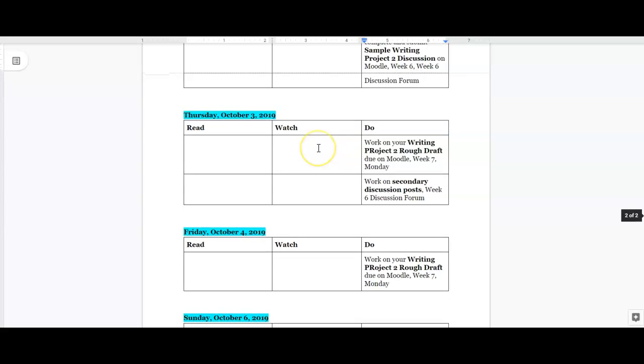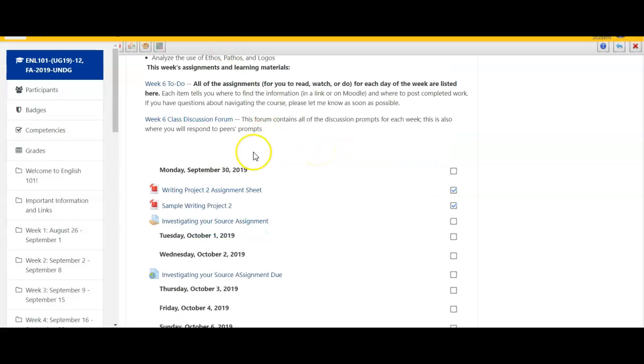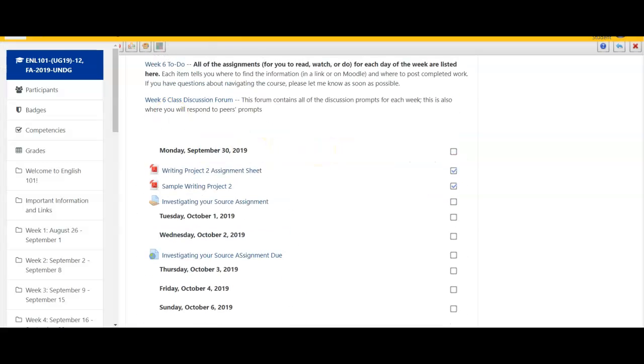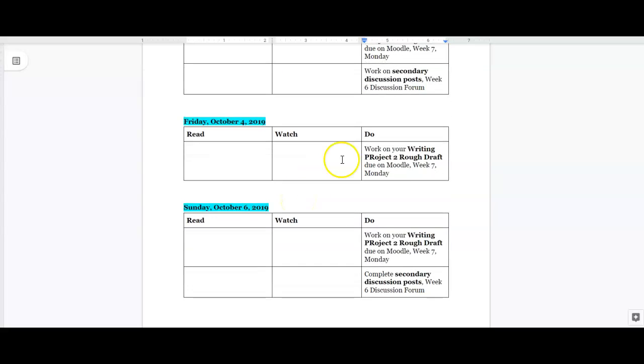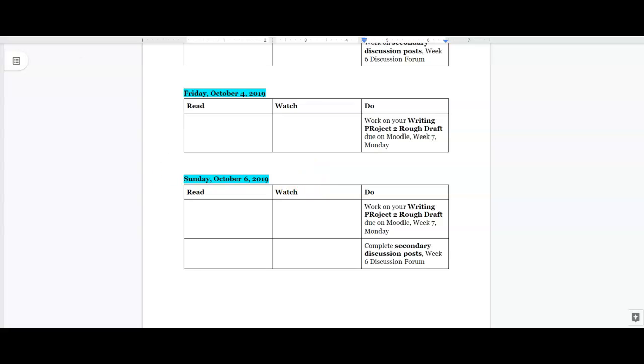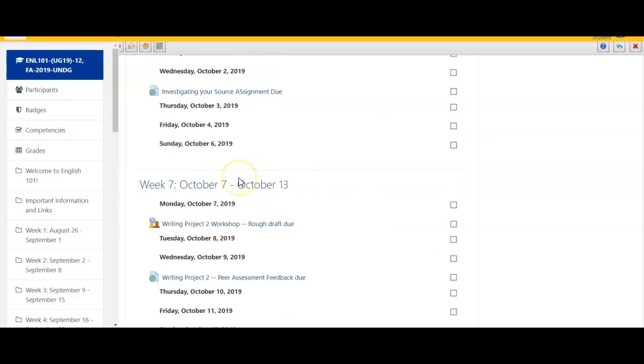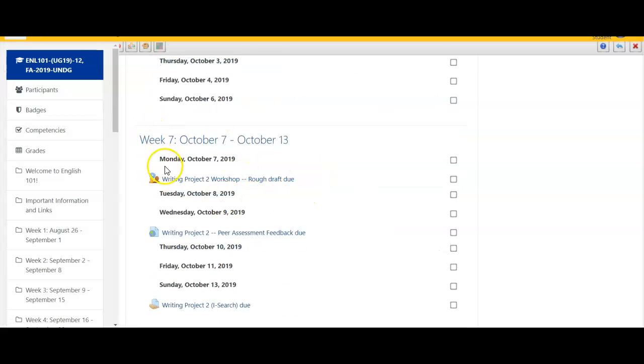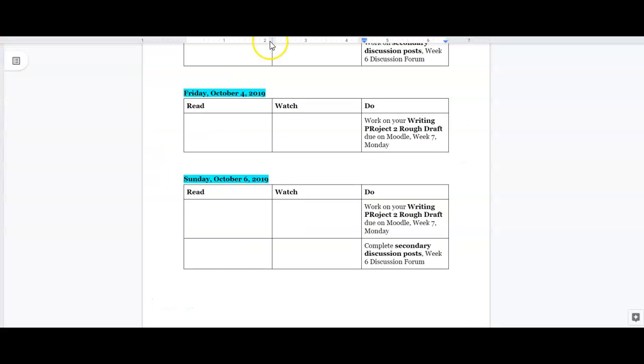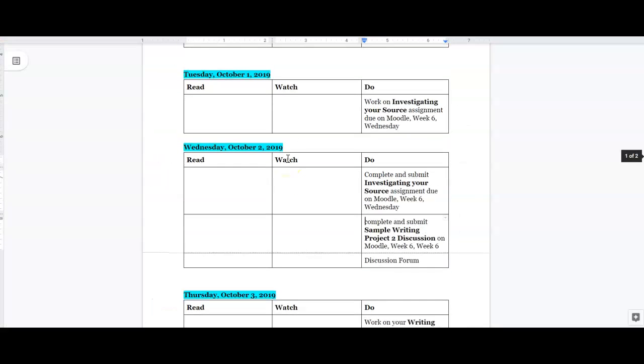And then you'll see for the rest of the week, you do not have an assignment due on Sunday this week because I want you to be working on writing your Writing Project 2 rough draft. The Writing Project 2 rough draft is going to be due on Monday, October 7th. So I would like you to spend the second part of this week working on that rough draft so you have a good solid draft to submit on Monday, October 7th.